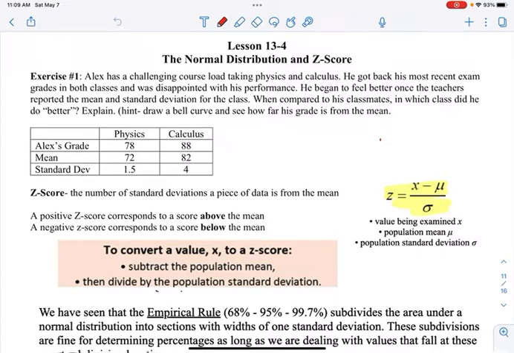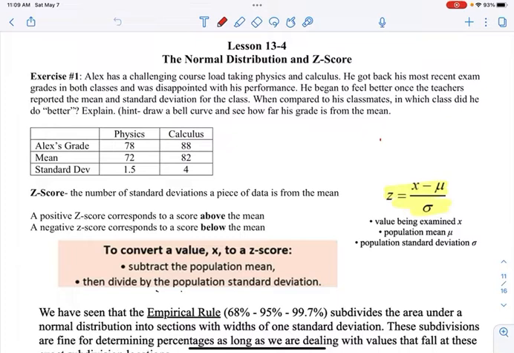So Alex has a challenging course load taking physics and calculus. He got back his most recent exam grades in both classes and was disappointed with his performance. He began to feel better once the teachers reported the mean and the standard deviation for the class. When compared to his classmates, in which class did he do, quote, better?